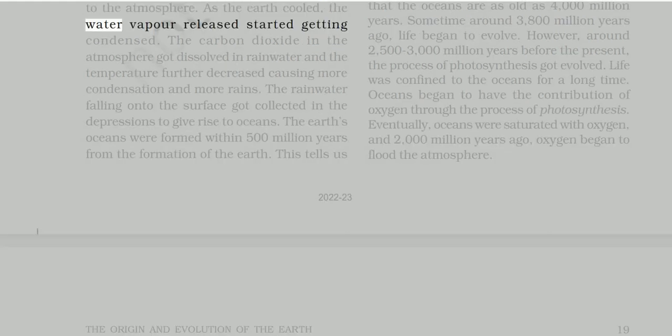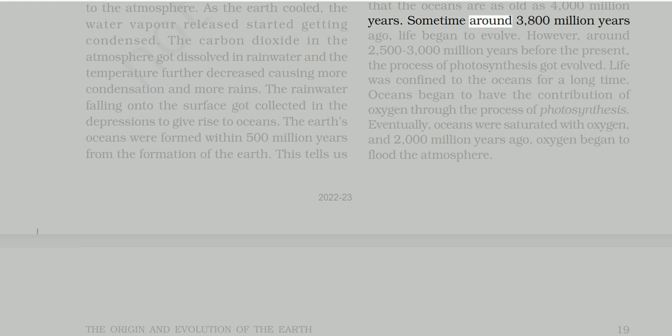To the atmosphere. As the Earth cooled, the water vapor released started getting condensed. The carbon dioxide in the atmosphere got dissolved in rainwater and the temperature further decreased, causing more condensation and more rains. The rainwater falling onto the surface got collected in the depressions to give rise to oceans. The Earth's oceans were formed within 500 million years from the formation of the Earth. This tells us that the oceans are as old as 4,000 million years.